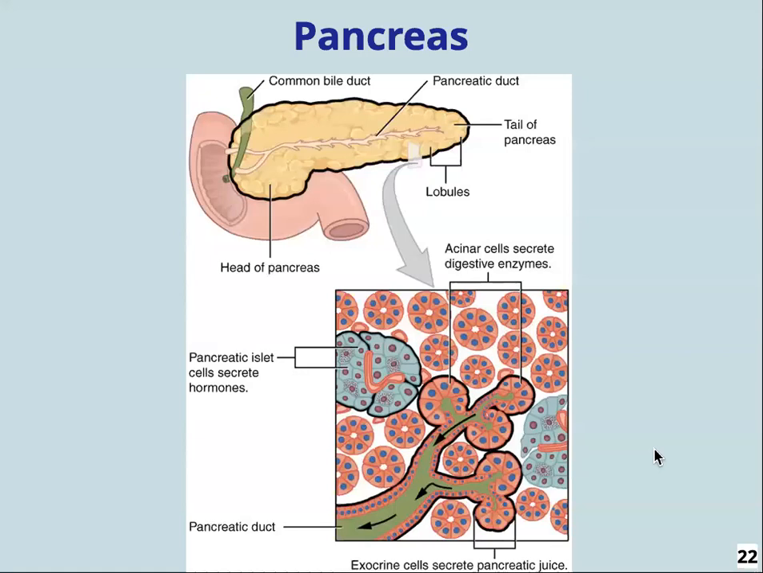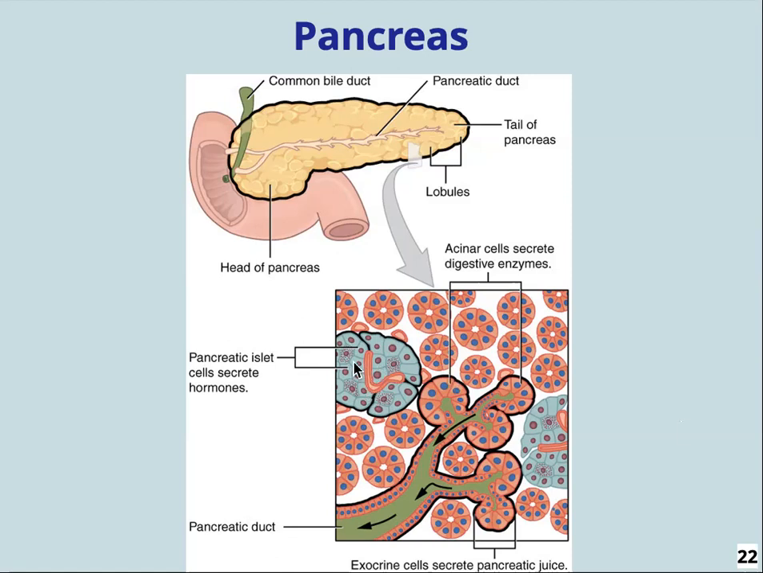Now, the endocrine portion of the pancreas is the pancreatic islets, or islets of Langerhans. These are microscopic mini endocrine glands that are scattered throughout the entire pancreas, interspersed with the acinar cells and duct cells. But instead of dumping their secretion into ducts, these islets release their secretion into blood, which is why they are known as the endocrine pancreas. Because what they secrete are hormones that travel through blood.